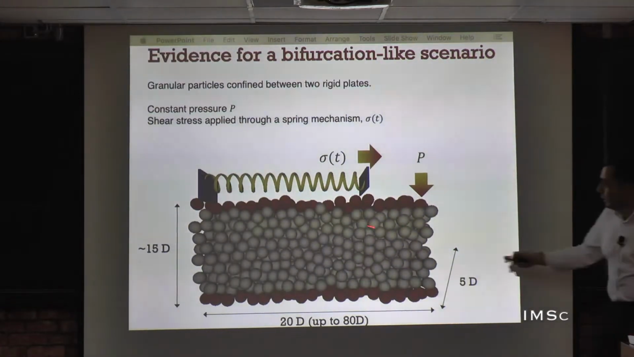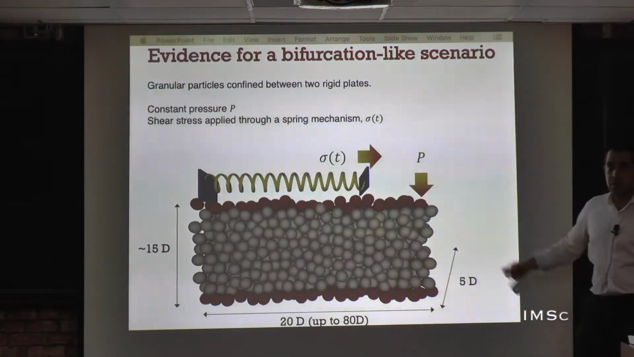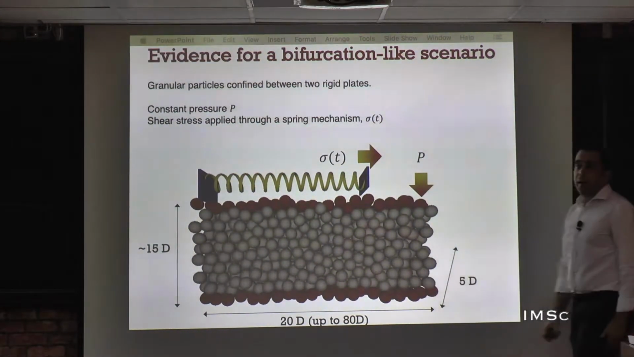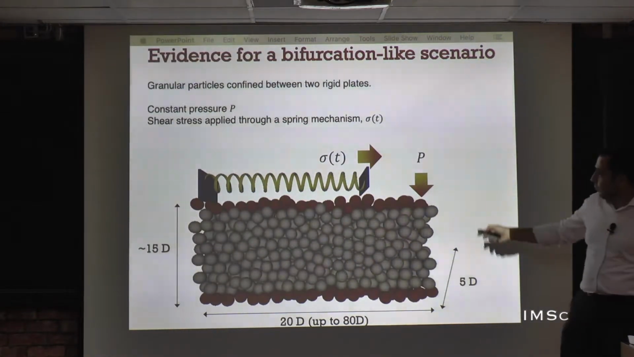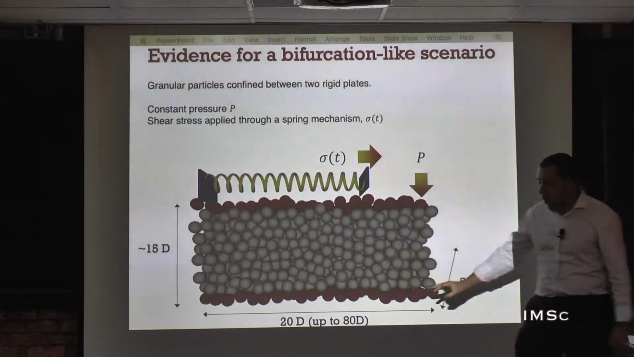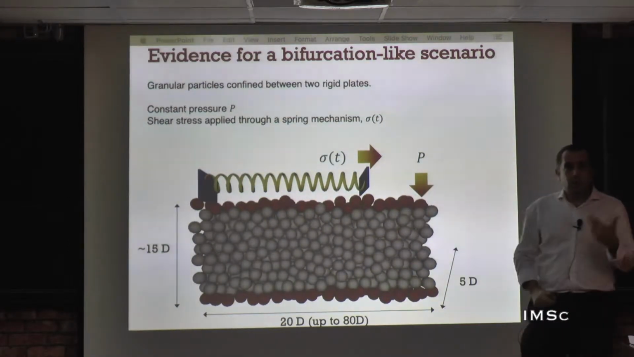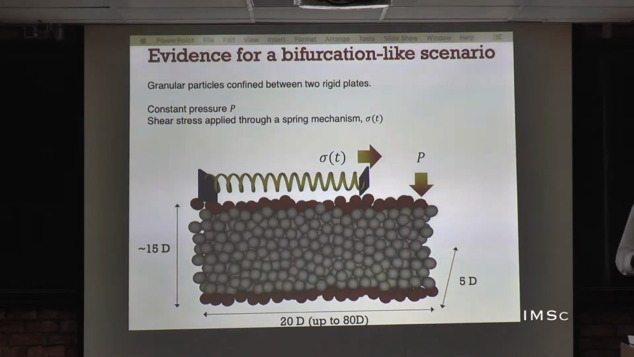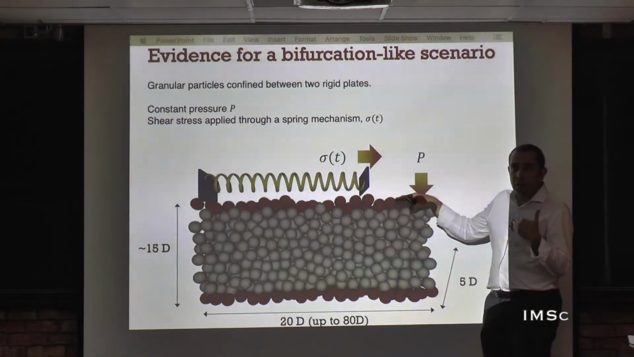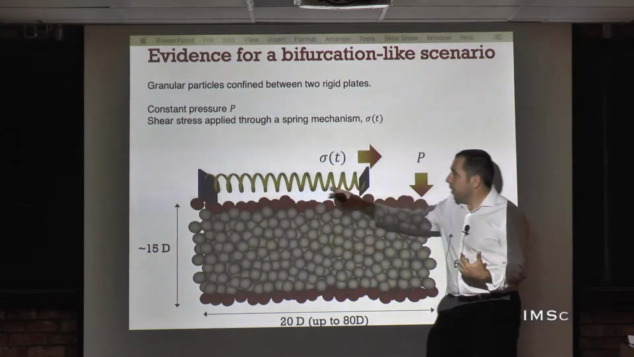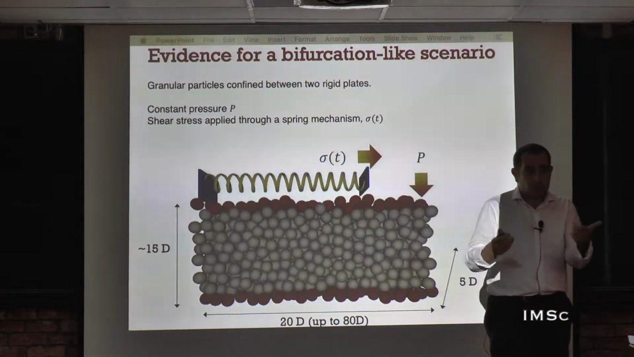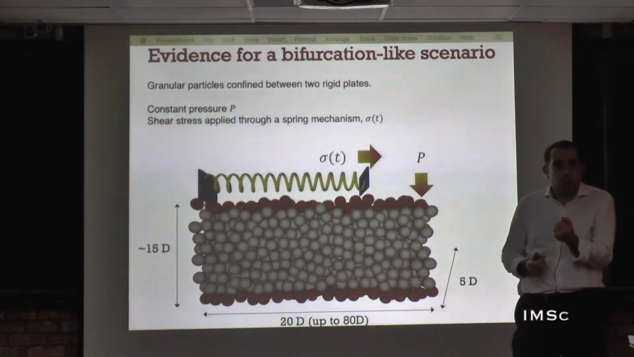We have granular particles, which are these gray spheres here, that are enclosed between two rigid plates, which are these red plates. The two plates are kept at constant pressure, P. The bottom one is fixed, and the top one is driven with a spring mechanism, which is the usual driving approach to reproduce stick-slip dynamics. So essentially, if the system is not moving, if it's jammed, then the length of the spring is increasing linearly in time, so the stress that you are applying to the system is increasing. So you're driving the system towards failure.